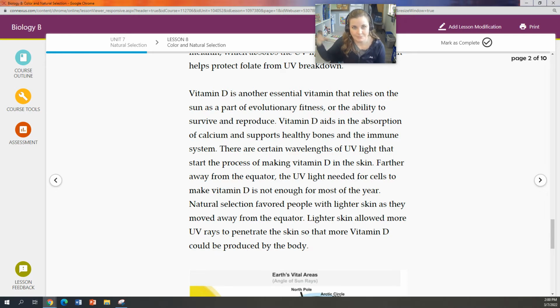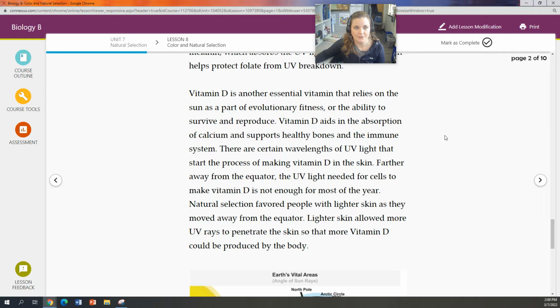When you live in the equatorial region, you get plenty of UV light. You actually have too much, but you have plenty to make that vitamin D. When you live up here in the Great North Woods, there's just not enough light a lot of times. So the hypothesis here is that lighter skin is more of an advantage because the UV light can penetrate more and give you a better absorption of vitamin D.